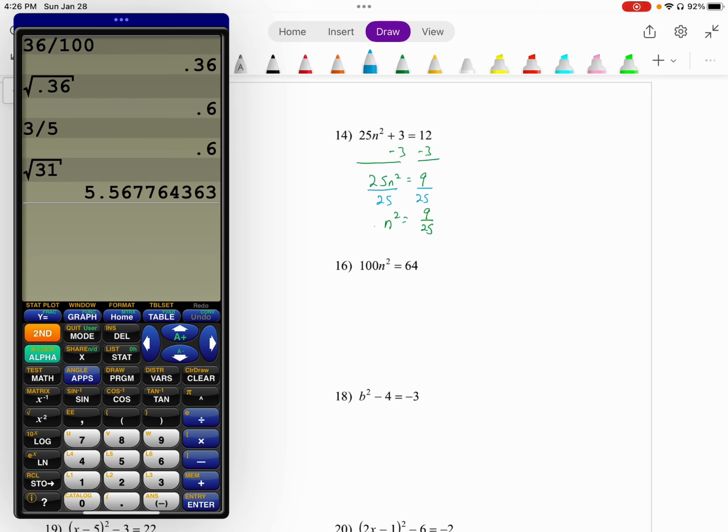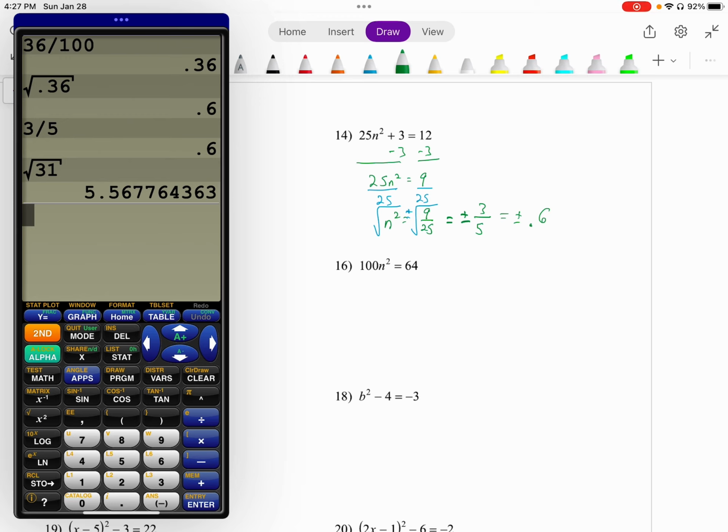And now I would take the square root of both sides to get this n by itself, and I'll make sure to put plus or minus over here. So as mentioned before, when you have a fraction, you can do the square root of the top. So the square root of 9 is 3. The square root of the bottom, the denominator, the square root of 25 is 5. So our answer is plus or minus 3/5. You could put that in decimal form if you wanted to. That's plus or minus 0.6.